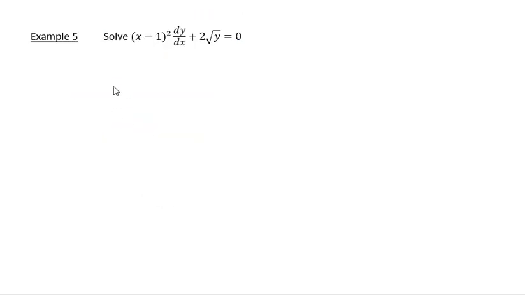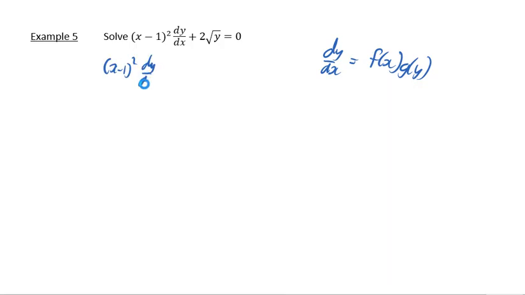Okay, example 5 requires a wee bit more thought at the start. Remember our general idea: we wanted to start with dy by dx is equal to f of x upon g of y. So that's our starting point that we want to try and get to, and we're quite a bit off that starting point at the moment. So we're going to change this and bring the x minus 1 squared times your dy by dx is equal to minus 2, and I'm going to write that as y to the power of a half. So I've just brought that across to that side.